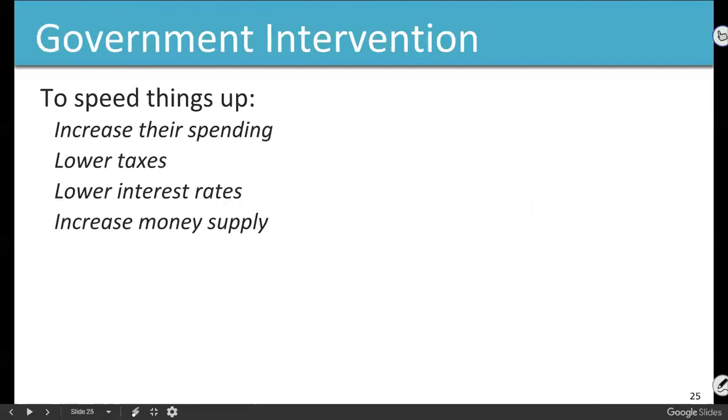That crowding out, which we talked about a few weeks ago, is going to be on this test next Thursday. Yes. Crowding out means higher interest rates and higher prices. So, if the government wants to speed things up, they're either going to spend more themselves, lower taxes so we can spend more, lower interest rates so we can borrow money to spend more, or increase the money supply and create more money.